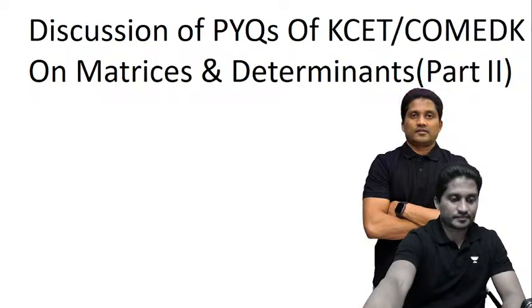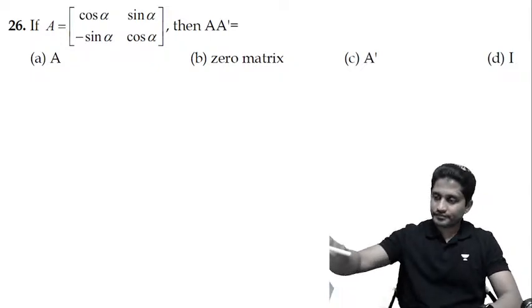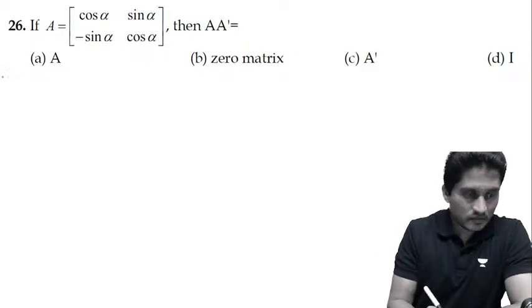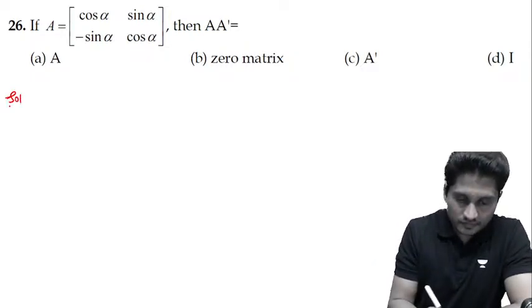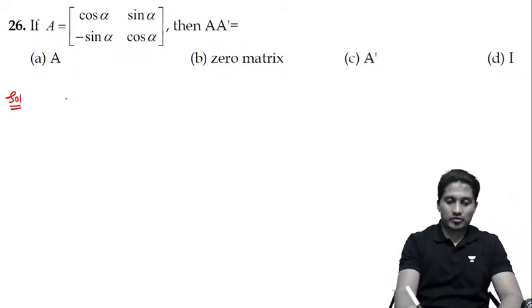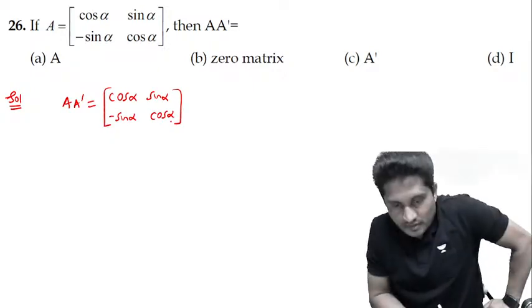Question number 26. I'm supposed to find out what is A into A transpose, right? So A into A transpose is equal to, A is matrix cos alpha, sin alpha, minus sin alpha and cos alpha. Okay, this is matrix A into A transpose.